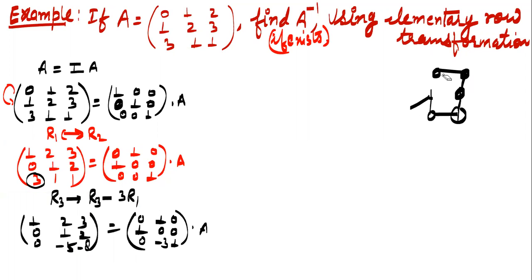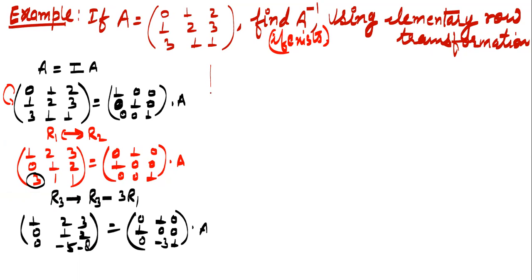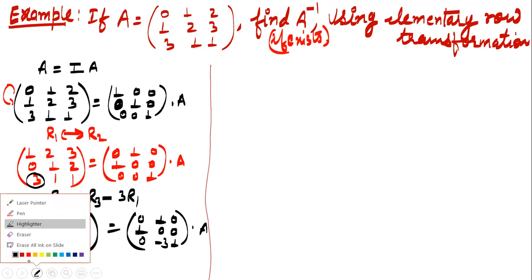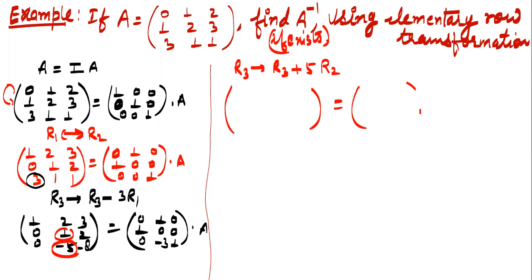Now, what is my next step? My next step would be, this is 1 0 0, 1 is already there. Then I have to make it 0. I can write R3 arrow, R3 plus 5 R2. Means there is no change in R1 and R2.